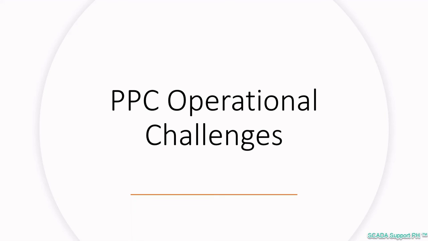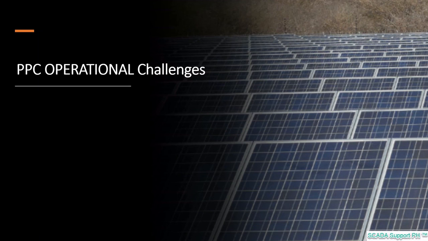At this point, we'll cover some operational challenges involving the PPC. Loss of synchronism. Large PV systems are comprised of many inverters distributed across a wide area. With that in mind, voltage profiles along radial lines within the plant must be managed properly. The PPC must be able to control all inverters in a coordinated fashion to achieve a target POI value.